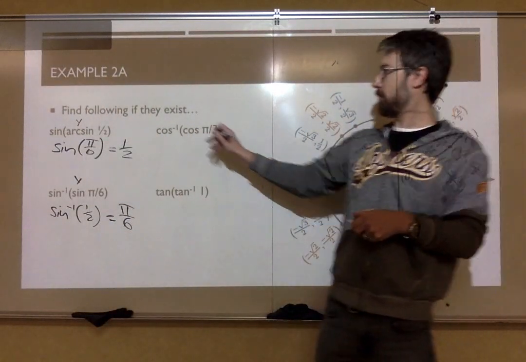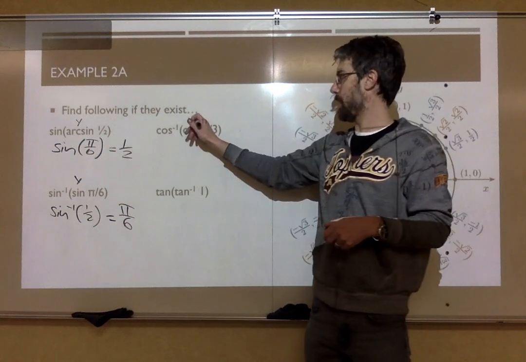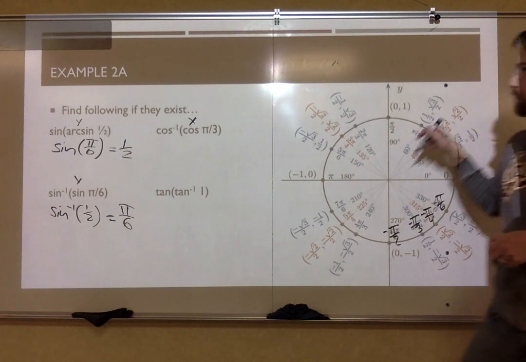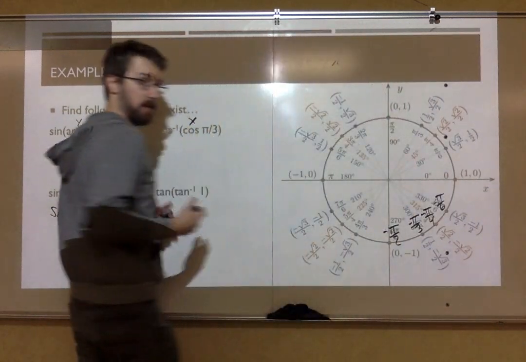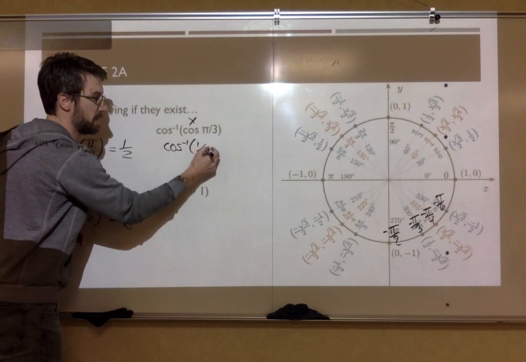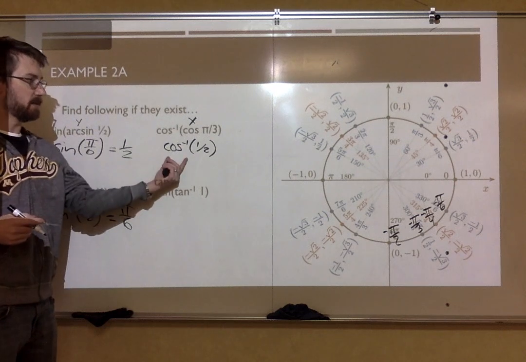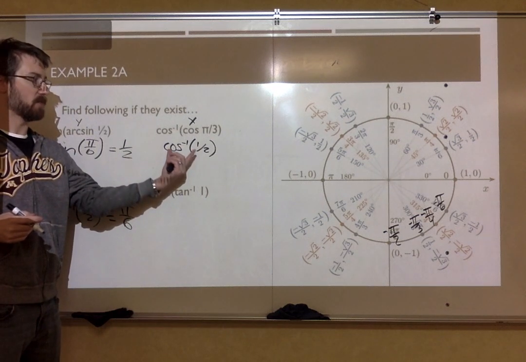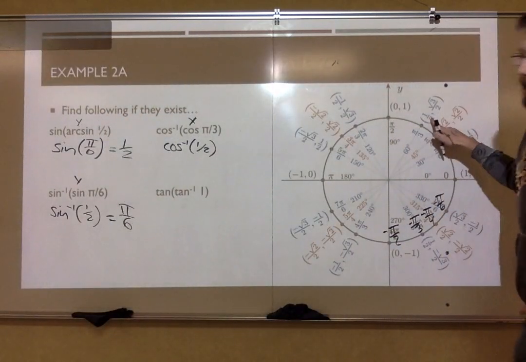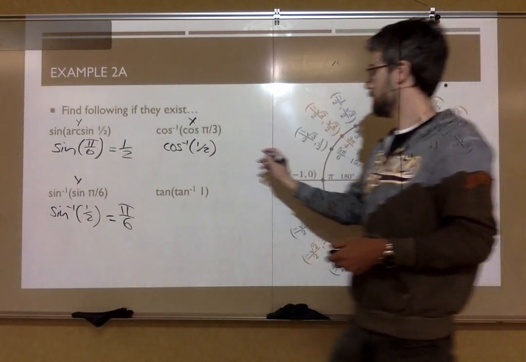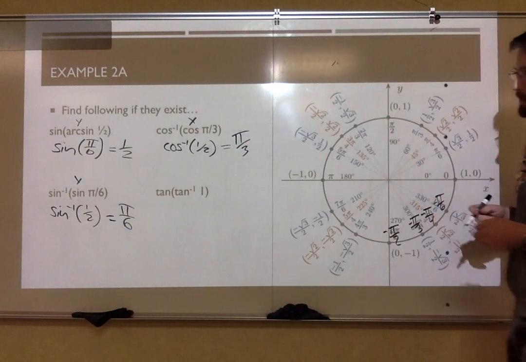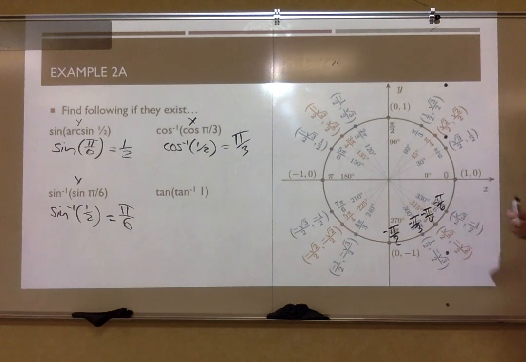Cosine of pi over 3. We're looking for the x value at pi over 3. Pi over 3 is there. The x value is 1/2. So the first step for this reduces to cosine inverse of 1/2. Now that it's cosine inverse, you're asking, where is the x value 1/2? The x value is 1/2 here at pi over 3. So another one that just cancels out, and it's pi over 3.